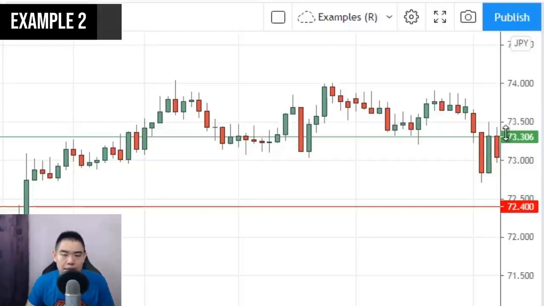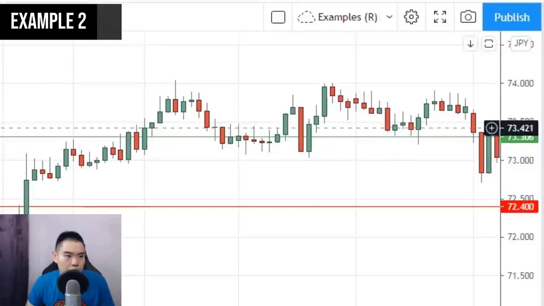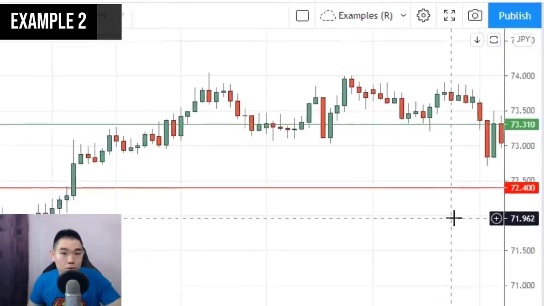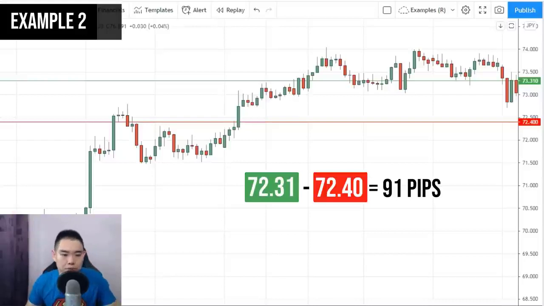So your entry price, let's make this more precise. Let's say your entry price is at this opening price of this candle, which is about 73.31. Okay, so I'm going to change this to 73.31. And your stop loss is 72.4. So you take 73.31 minus 72.4. That gives me a 91 pips stop loss, 91 pips. Okay, so what do we do with this information?